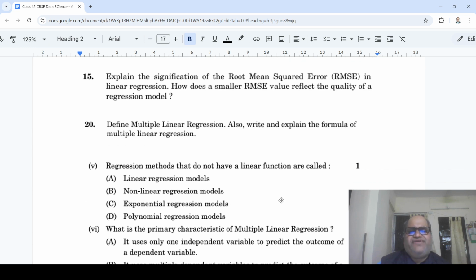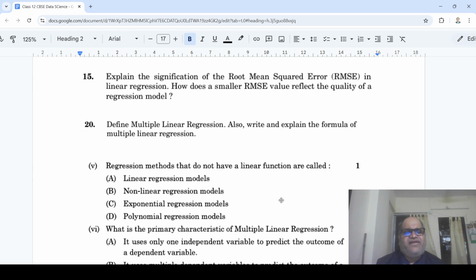Explain the significance of the root mean square error in linear regression. How does a smaller RMSE value reflect the quality of a regression model? So what is the significance of RMSE? It helps you find out the spread of your residuals from the best fit. And as you know, a smaller RMSE always means a better quality of fit in the regression model.